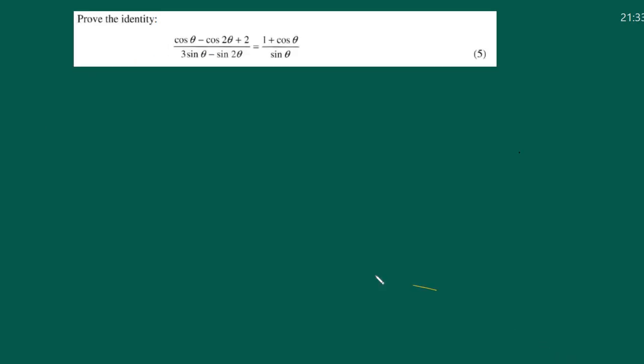All right, so identities. This is the first identity that we have, cos theta minus cos 2 theta plus 2. Now let's see how everything will work out. Before we do identities, let's remember the tools that we must have.